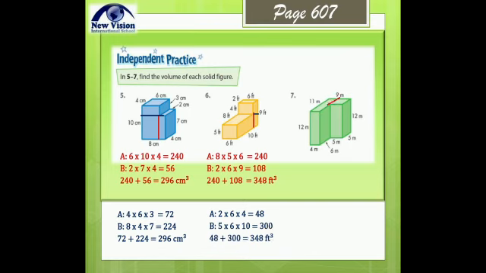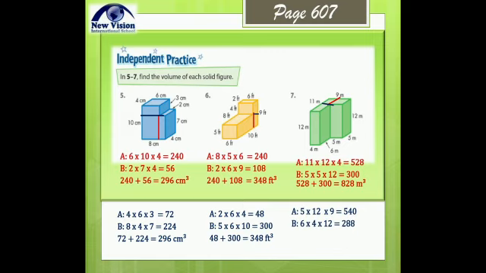Next, number 7. Prism A, 11 times 12 times 4 equals 528. Prism B, 5 times 5 times 12 equals 300. 528 plus 300 equals 828 cubic meters. Another way, prism A, 5 times 12 times 9 equals 540. B, 6 times 4 times 12 equals 288. 540 plus 288 equals 828 cubic meters.